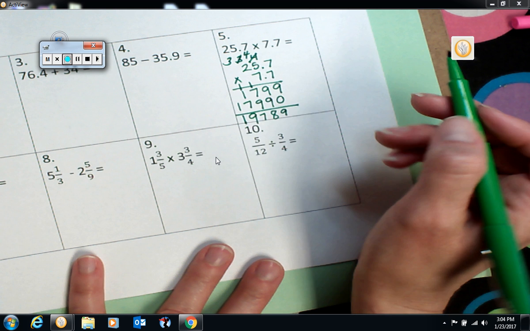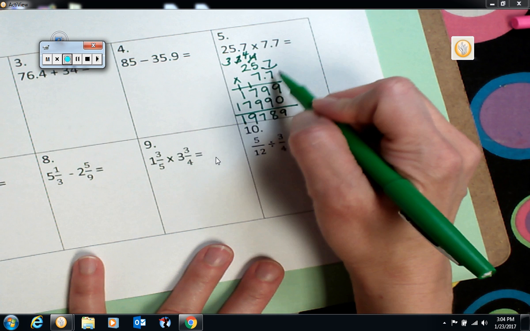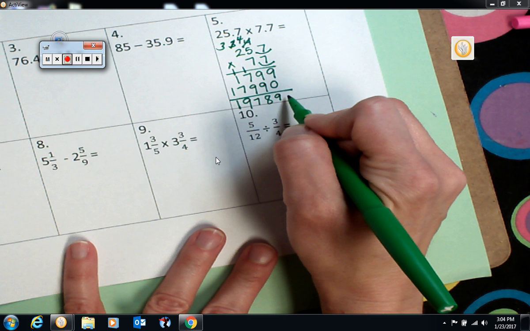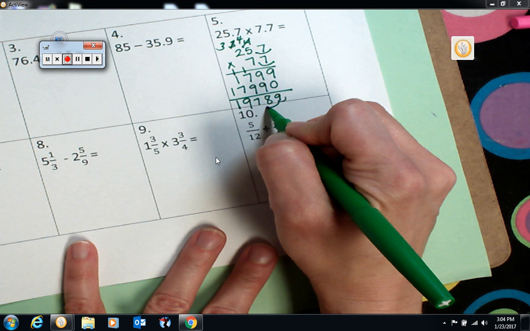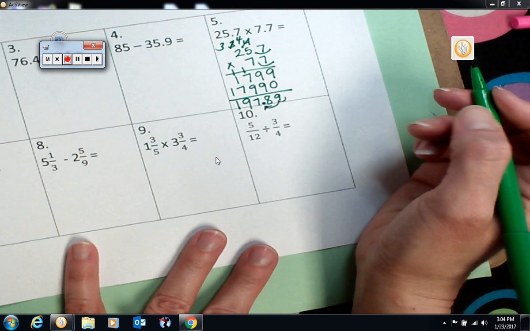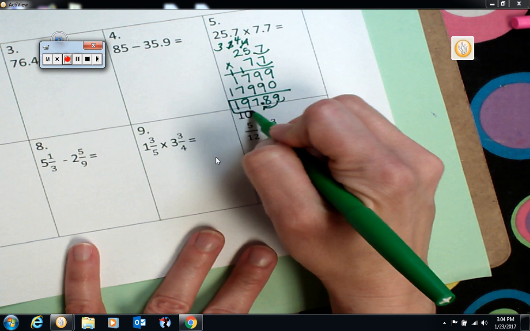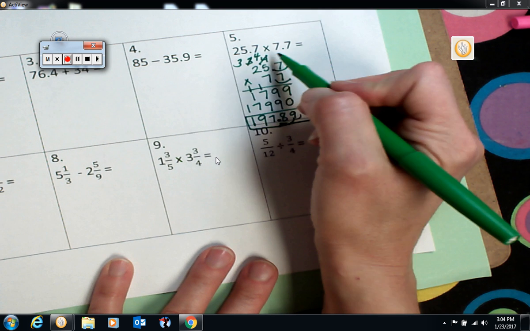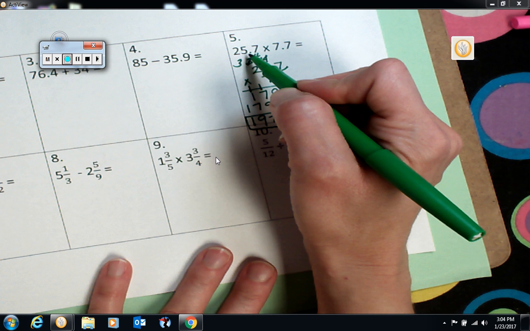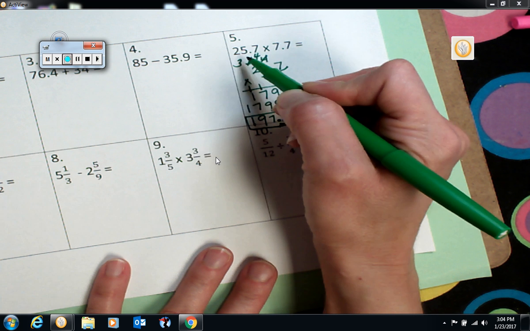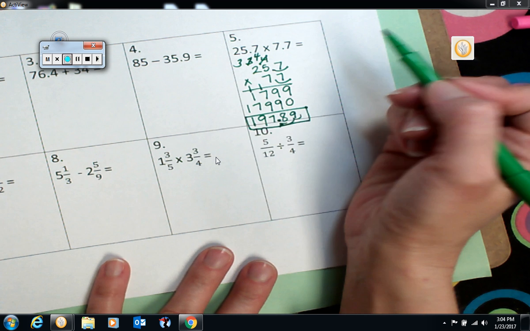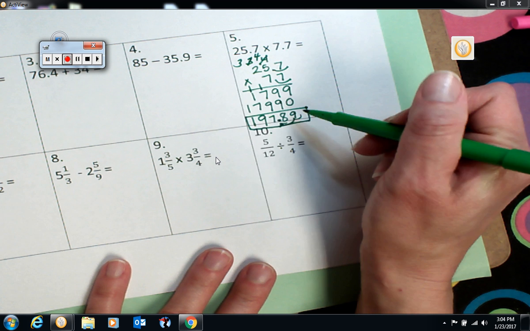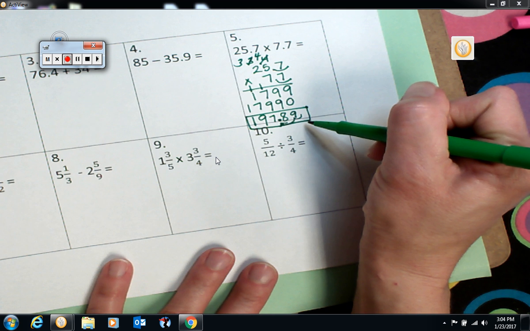And then I'm going to move my decimal. So there's 2 places behind the decimal in the factors. So then I'm going to take this decimal, start on the right, and scoop 2 places left. And my final answer is 197 and 89 hundredths. And then I can check for reasonableness. I know 8 groups of 25 is 200. So if 8 groups of 25 is 200, then it makes sense for 25 and 7/10 times 7 and 7/10 to be 197 and 89 hundredths.